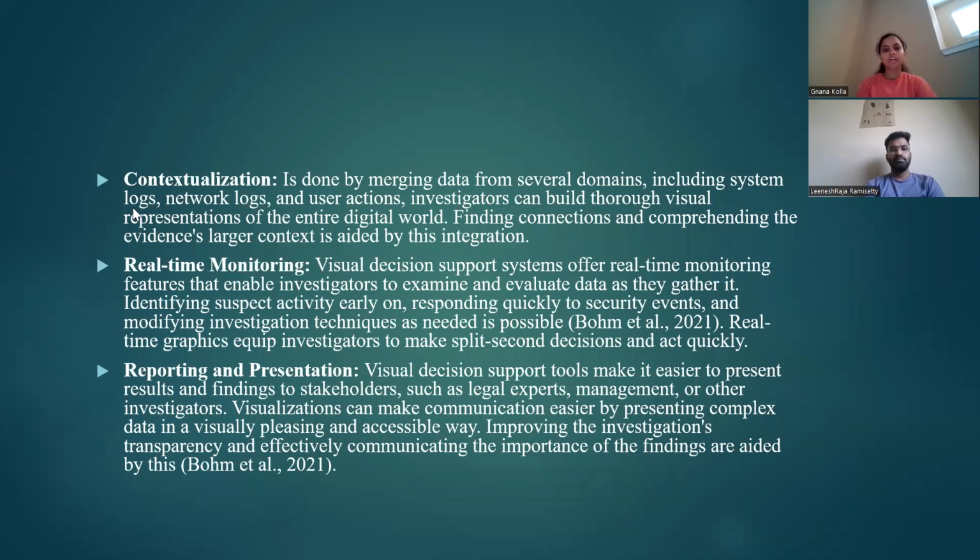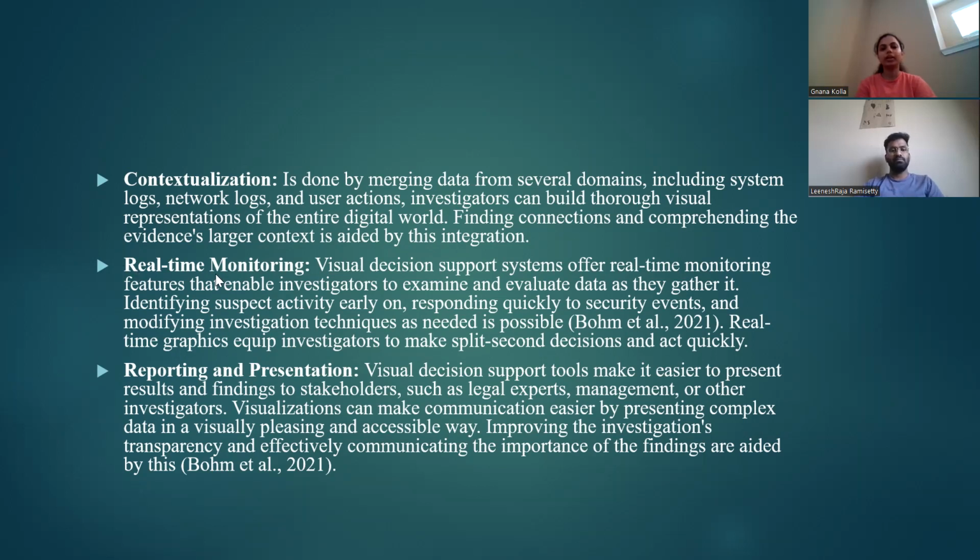In visual decision support techniques, we have contextualization, real-time monitoring, and representation. When coming to contextualization, it is done by merging data from several domains, including system logs, network logs, and user actions. Investigators can also build a visual representation of an entire digital world. Finding connections and comprehending the evidence's larger context is aided by this integration.